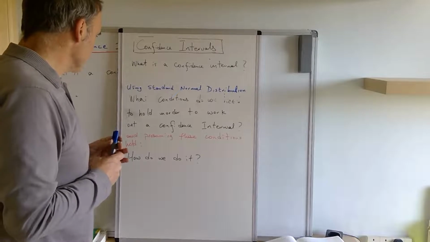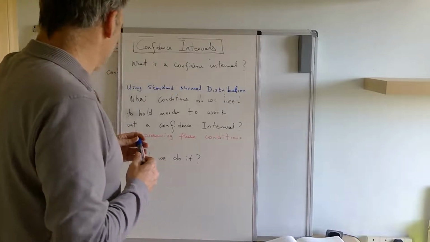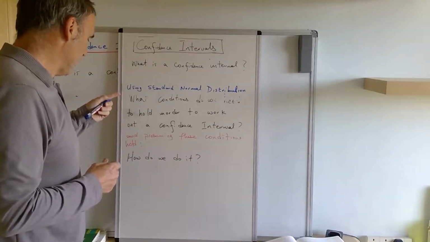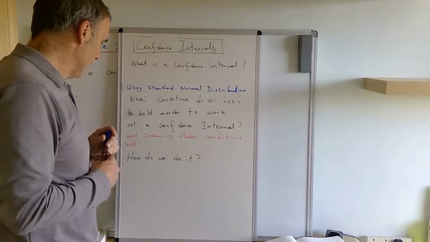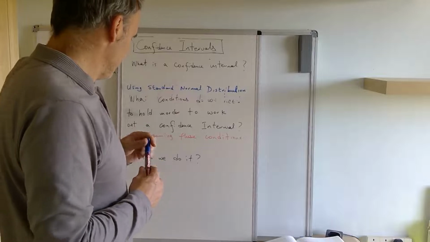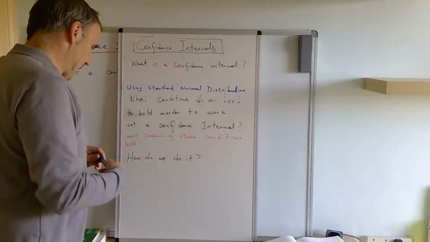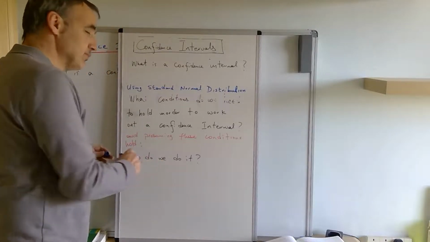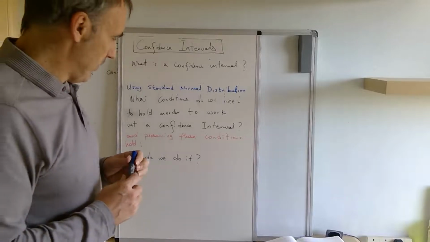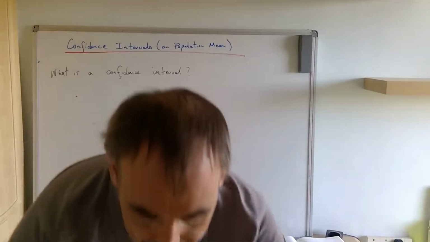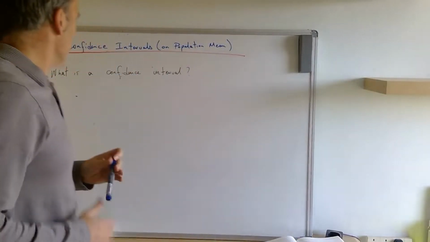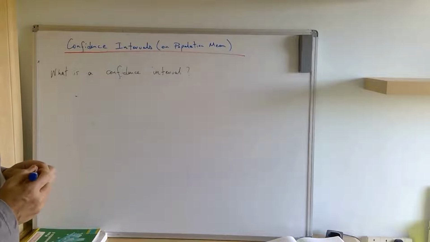Then the next thing, once we've talked about the conditions we need to hold for us to use a standard normal distribution, is we'll do some examples and talk about how we actually do it. Okay, so that's where we're heading. Let's just take that board down. And here we go. So, what do we mean by a confidence interval?